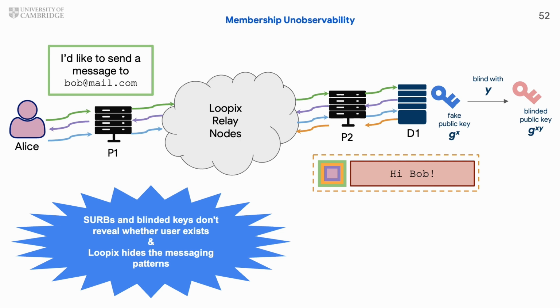In the end, because SURBs and blinded keys don't reveal whether a user exists or not, and also because Loopix hides the messaging patterns, Alice can't tell if there is no such user that's registered as bob@mail.com or if there is such a user that chose not to respond to Alice.